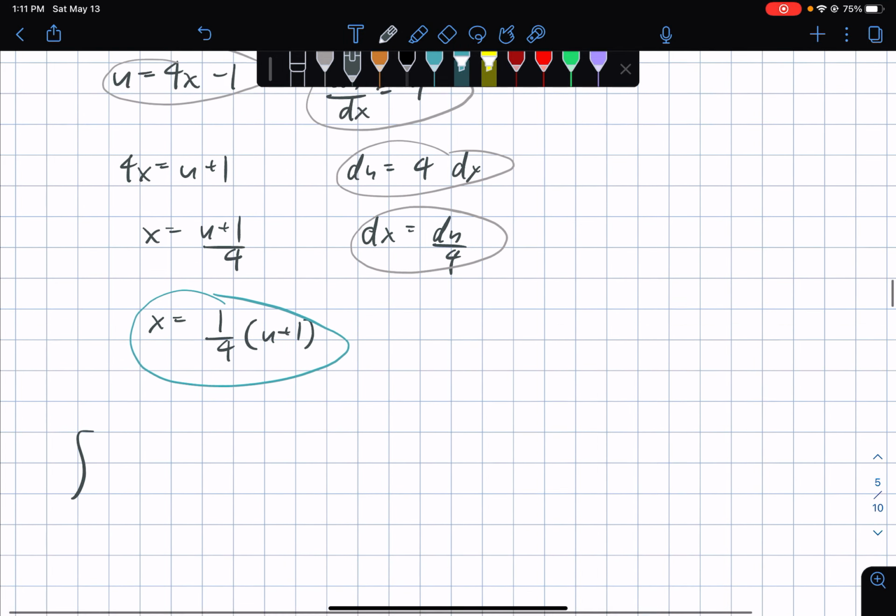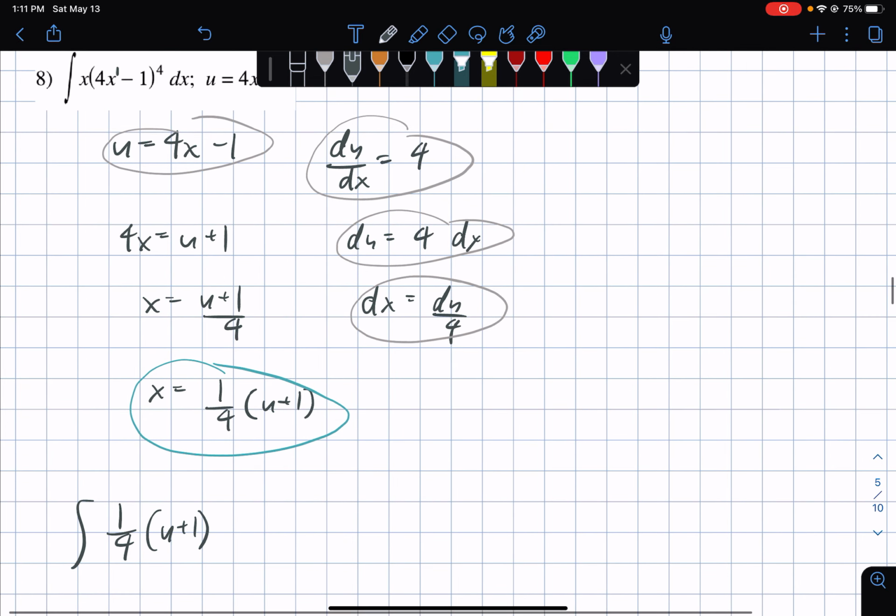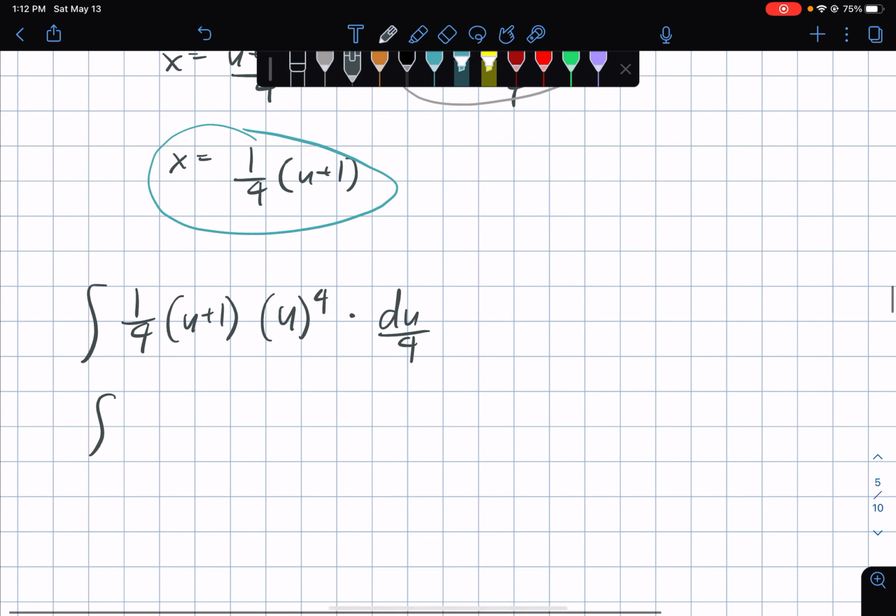And okay, this is our x. We're gonna sub it as this one. So it's gonna be 1 over 4 times the quantity u plus 1, and then this one is gonna be u. Sorry, this is supposed to be u and then raised to 4. And then dx, that is du over 4. Okay, now we're going somewhere.